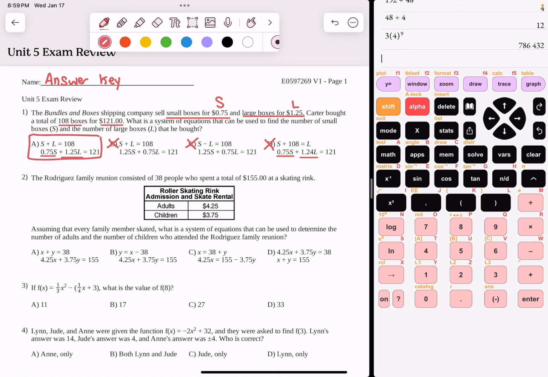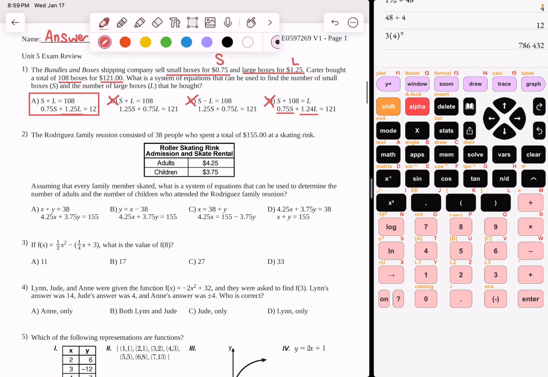The small boxes plus the large boxes is going to give us a total of 108 boxes. And then 75 cents for small boxes plus $1.25 for large boxes equals the total amount of money of $121. Good. Alrighty, let's look at number 2.